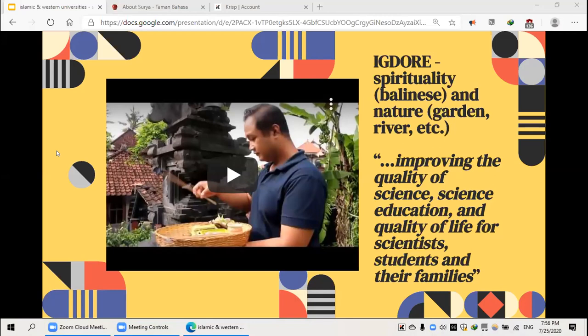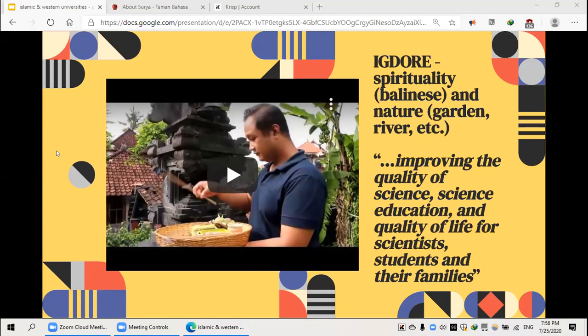So in IGDOR, the space itself has lots of areas for kids to play, mapping areas, and they are affiliated with lots of other institutions in Ubud, where you can go and relax and really recharge yourself after a really intense day of research. Yeah, so I think this is a model. James and I have spoken that educational institutions really need to have spirituality and nature as a core part of the institution. Yeah, so gardens are a must.